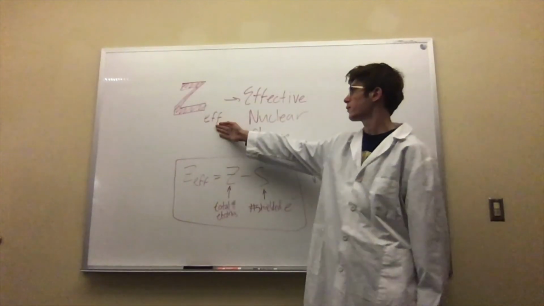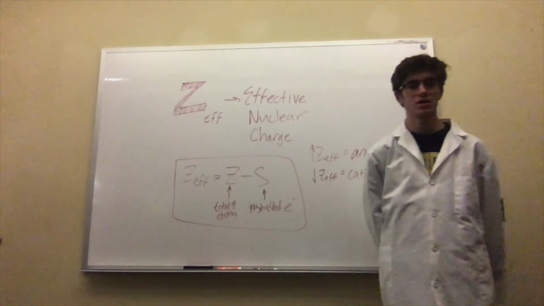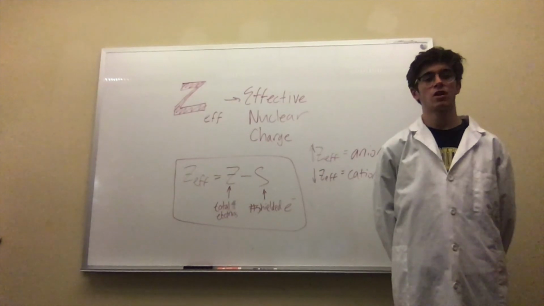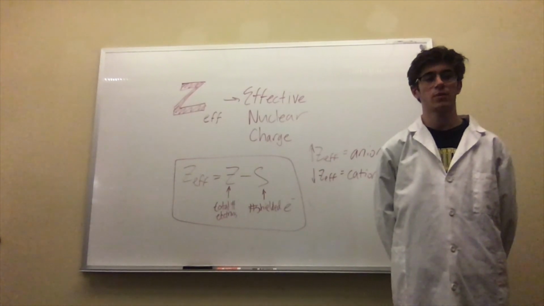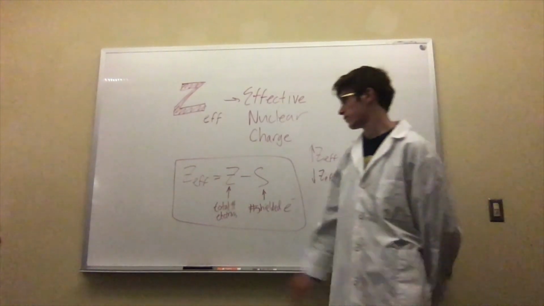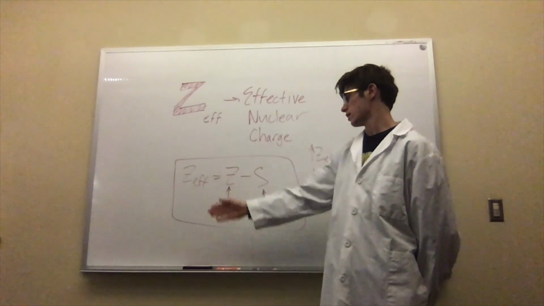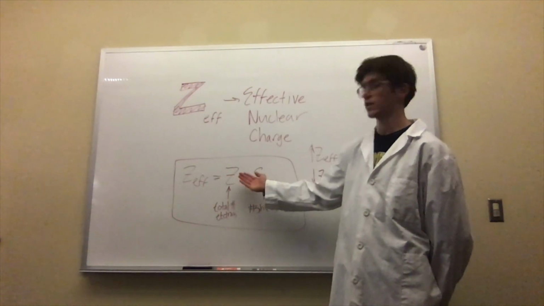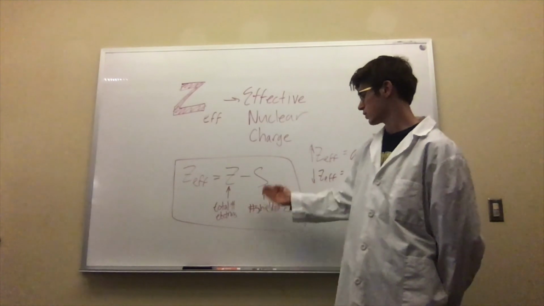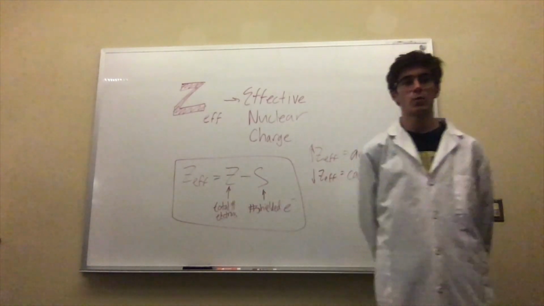Z is for Zeff, which stands for effective nuclear charge. The effective nuclear charge is the net charge an electron experiences in an atom with multiple electrons. The formula, effective nuclear charge is equal to the total number of electrons, or the atomic number Z, minus the number of shielded electrons, S, is used widely in chemistry.